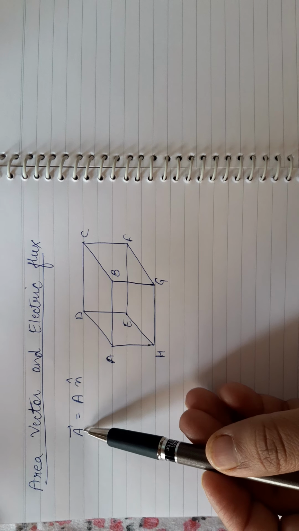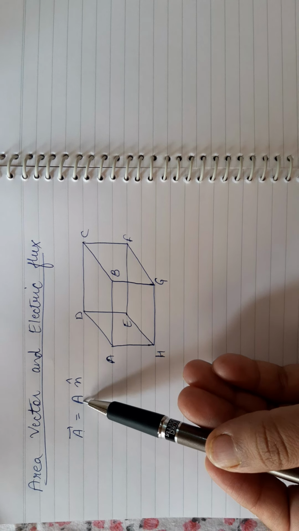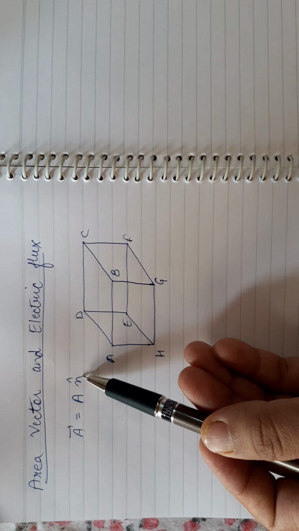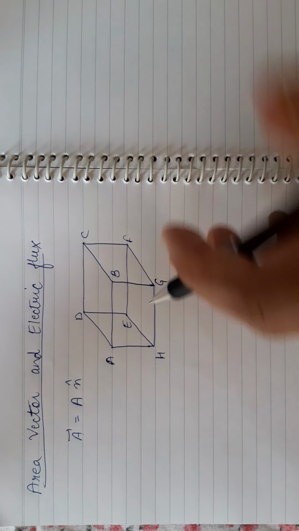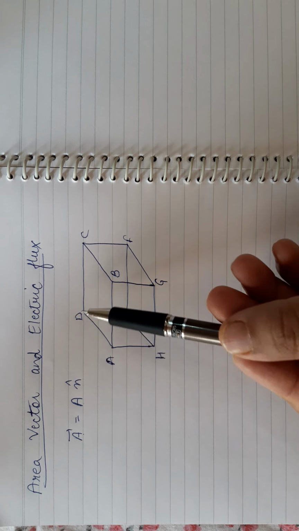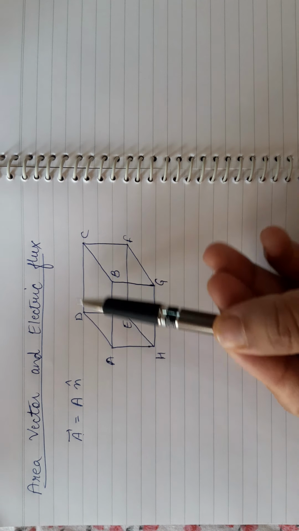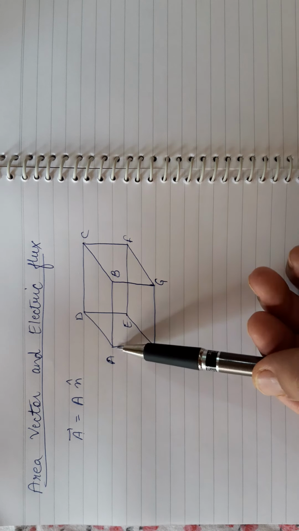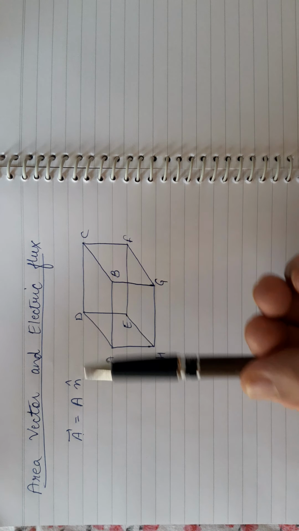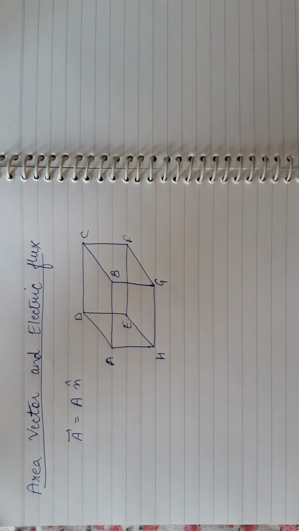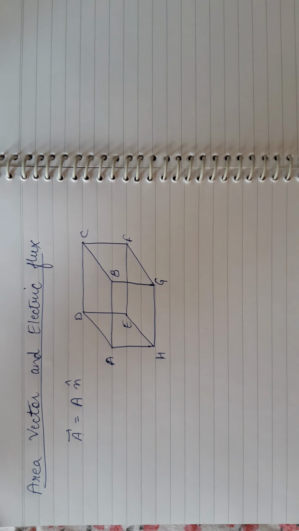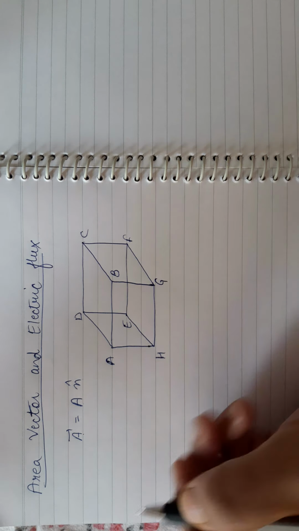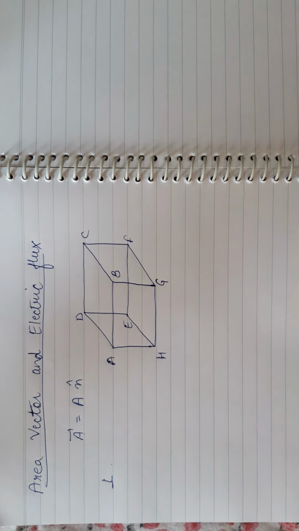Now if area is a vector quantity, it needs to have some magnitude and a direction. The magnitude is very clear. Suppose I have a figure over here, ABCD, then the magnitude of the area can be length into breadth, right? So for this surface we can find the magnitude as we do for scalar quantities. But to find its direction, by convention it has been decided to be perpendicular to the surface, right?